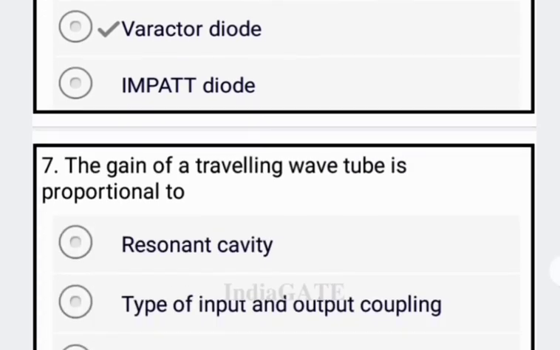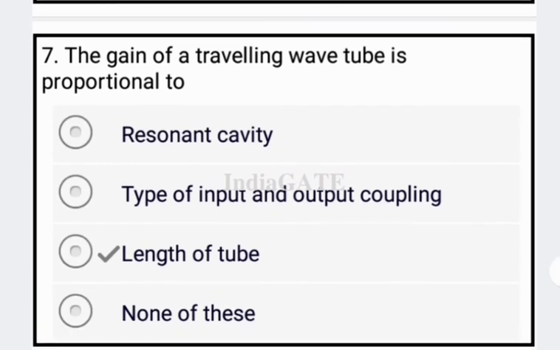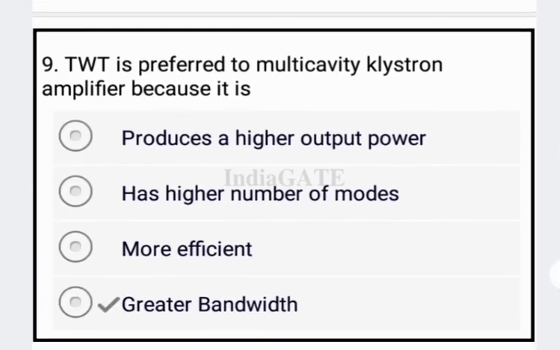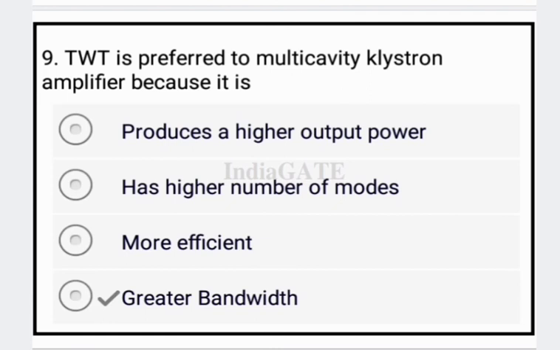Option C. Next question. The gain of a traveling wave tube is proportional to the length of the tube. Option C. Next question. A disadvantage of the microstrip line as compared to the strip line is that the former. The correct answer is option B, are more likely to radiate. Next question. TWT is preferred to multi-cavity klystron amplifier because it has. Option D is correct, that is greater bandwidth.